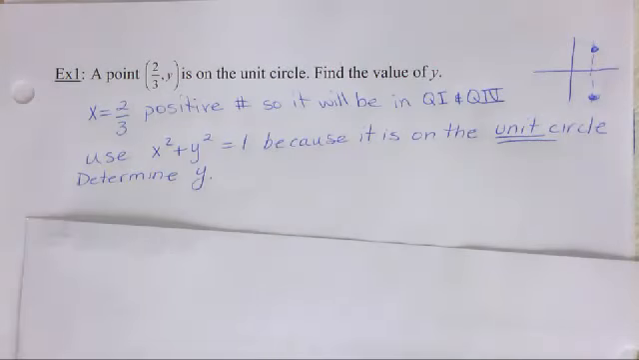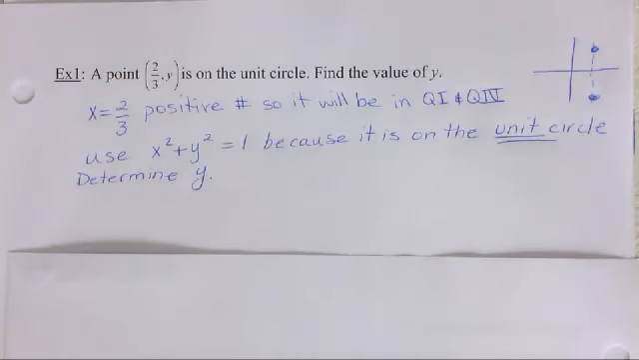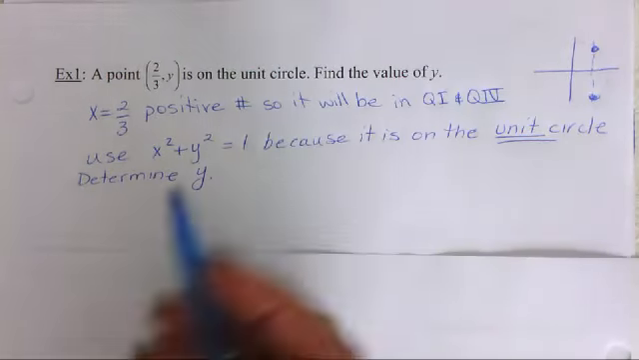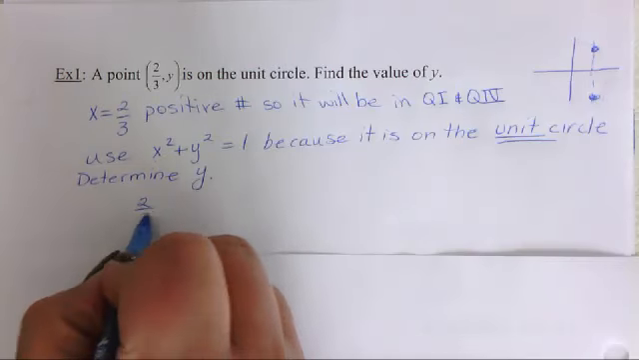All right, now we can use x squared plus y squared equals 1 to figure out what y is going to be. So we need to determine y using this formula. So let's plug in what we know and solve for what we don't know.